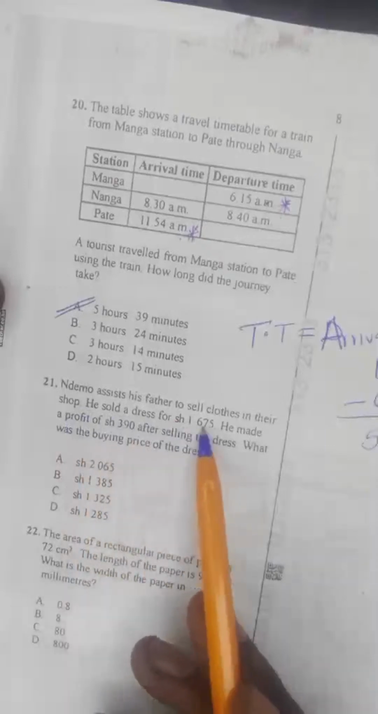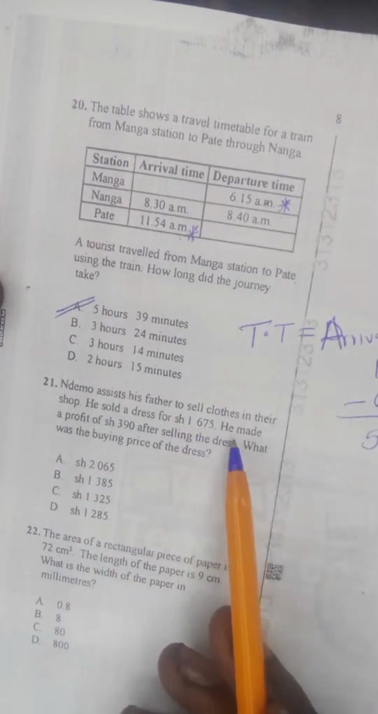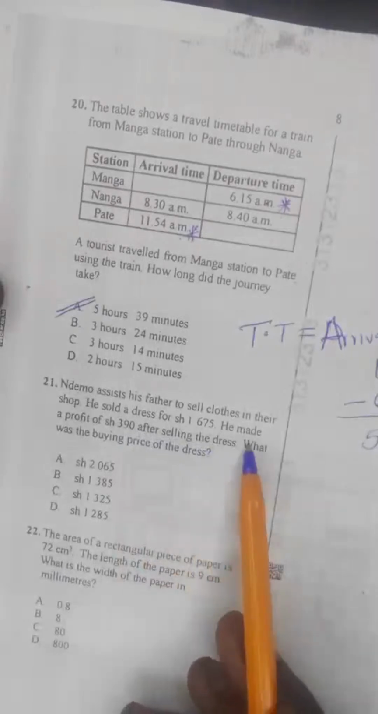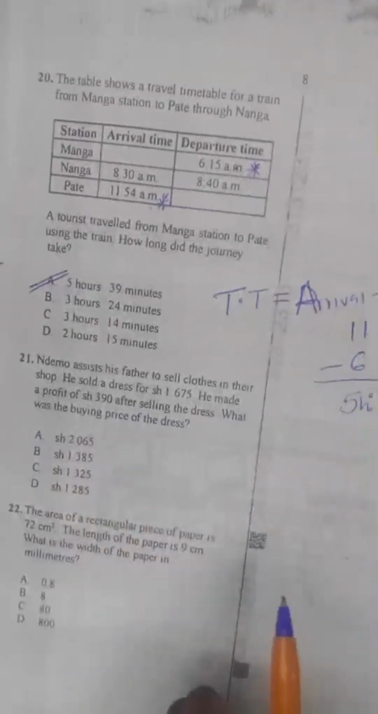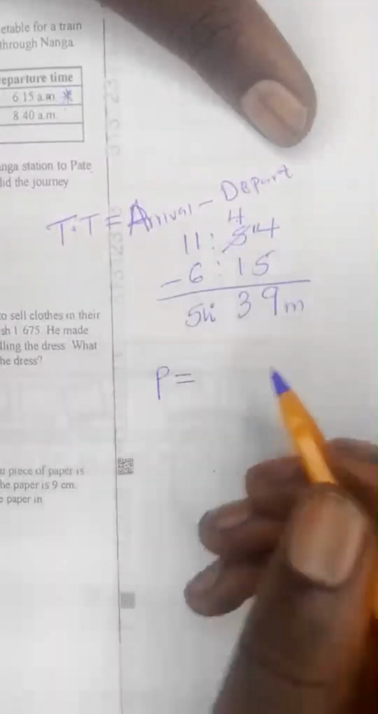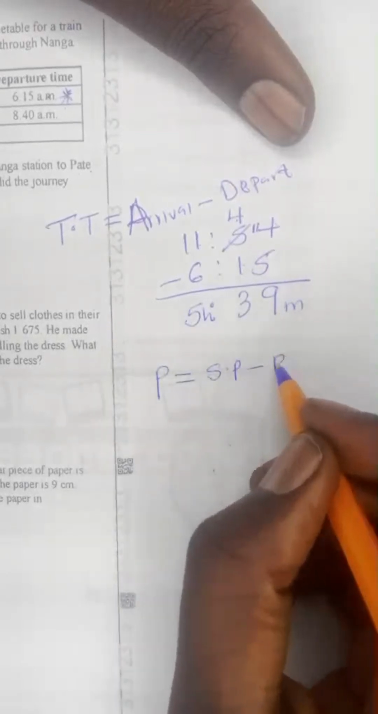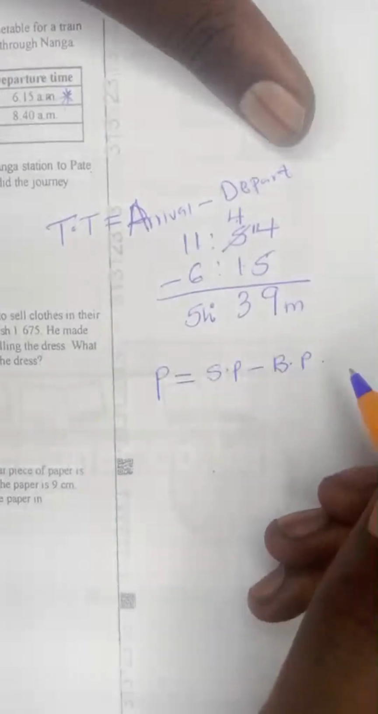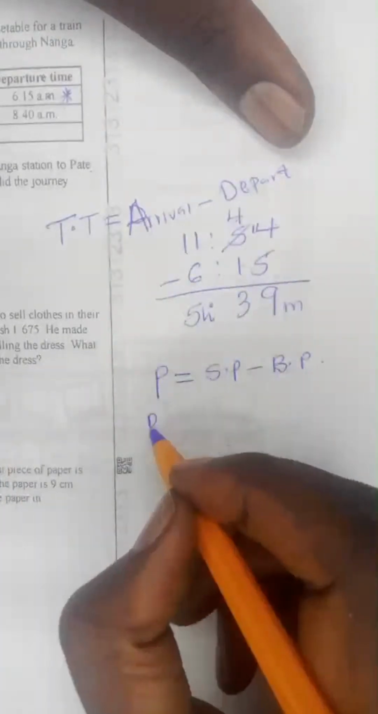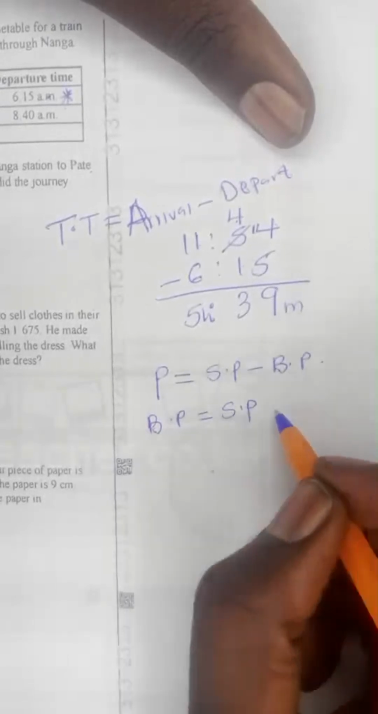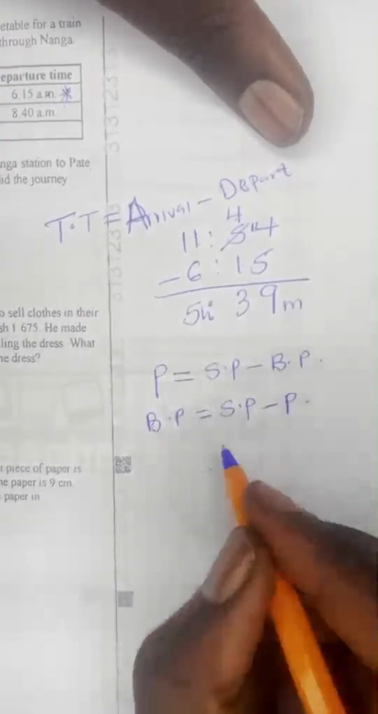He sold a dress at this amount, 1,675. He made a profit of 390 after selling the dress. What was the buying price of the dress? A formula there is very crucial: profit is equal to the selling price minus the buying price. But because they want the buying price, we'll say that the buying price is equal to the selling price minus the profit.